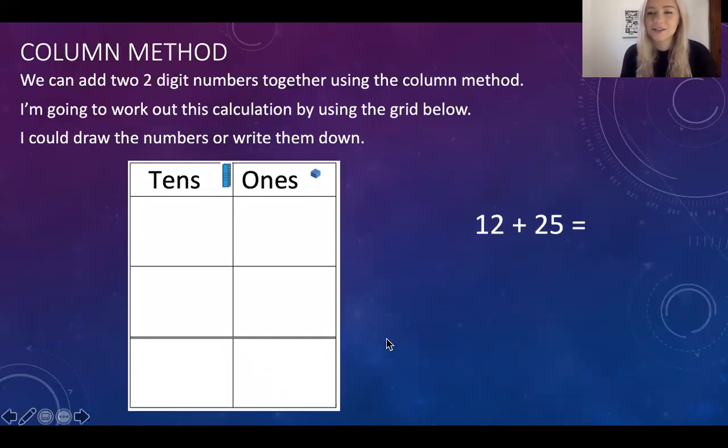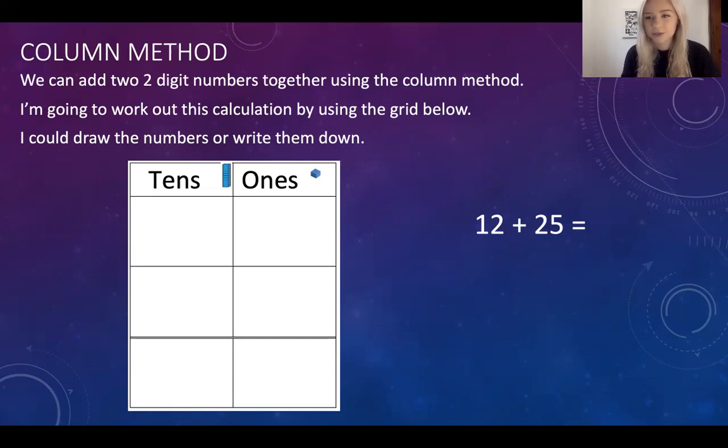Now we're going to start exploring the column method. So we can add 2 2-digit numbers together using the column method. I'm going to work out this calculation you can see on the screen by using the grid below. I could draw the numbers or I could write them down. Now it's up to you how you start practicing this. If you're feeling quite confident already, then you can just write the numbers down. But if you think, I'd like to practice this a little bit more, then we can draw the tens and we can draw the ones, and that's going to help us with our adding.